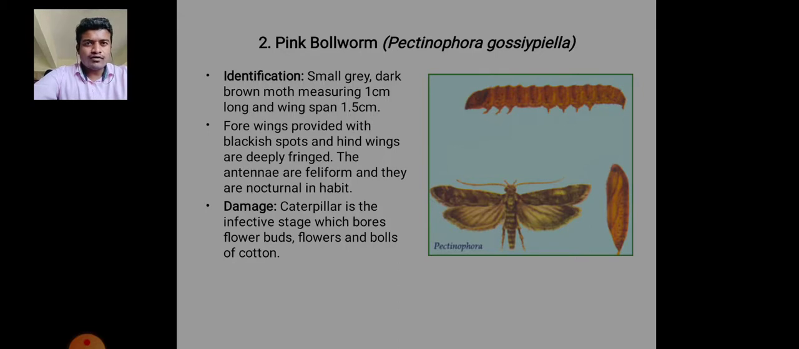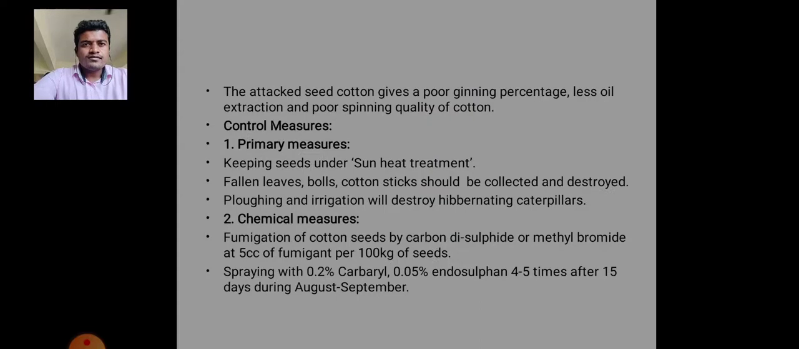Now what do they cause or damage? We will see here. Damage by the pink bollworm. The caterpillar form of this pink bollworm is the infective stage, which bores the flowers and bolls of the cotton. So once the cotton bolls are damaged, ultimately the whole cash crop of cotton is reduced. The attacked seed cotton gives a poor ginning percentage, less oil extraction and poor spinning quality of cotton.